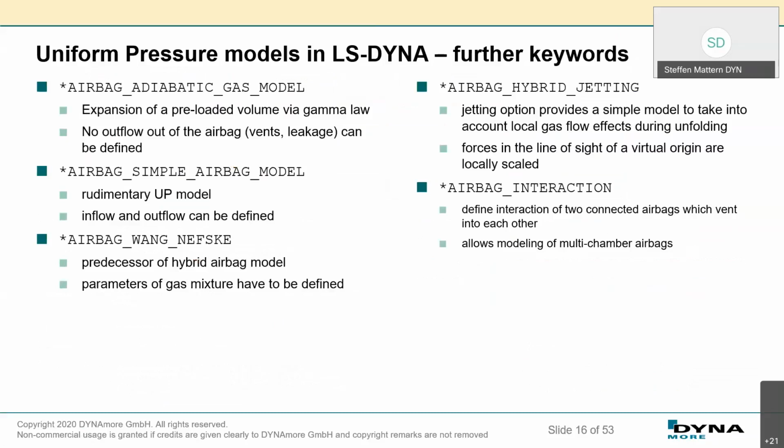And an important option I also like to mention for the hybrid model is the jetting option. This is an enhancement of the hybrid model, which allows a local scaling of the pressure forces. This somehow tries to take into account local gas flow effects. I will show this effect in a simple example on the next slide, and I will also discuss its limitations later on when we come to the more sophisticated methods.